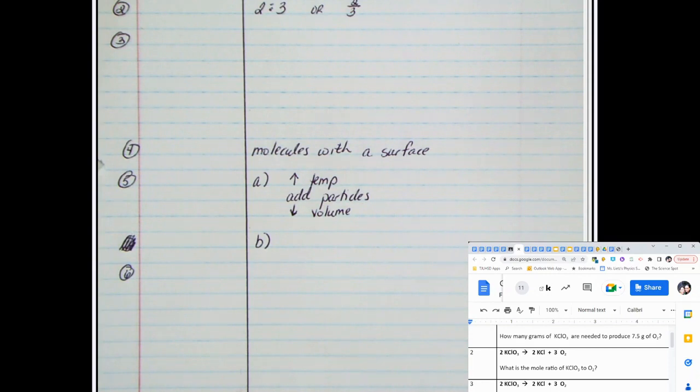So how will we decrease pressure? Okay, decrease the temperature, increase the volume, and remove particles so there are less particles. B, why would these cause a decrease in pressure?